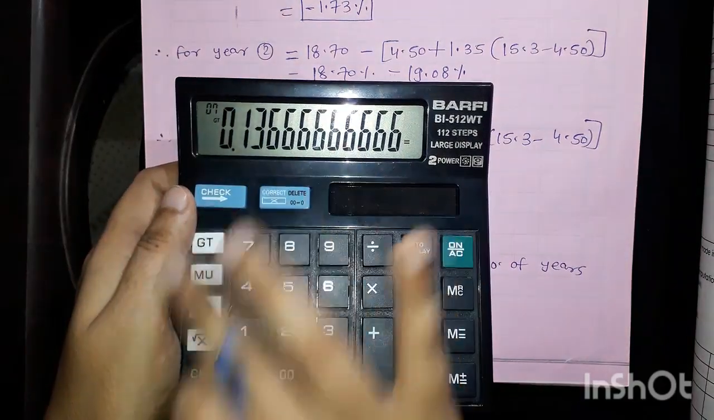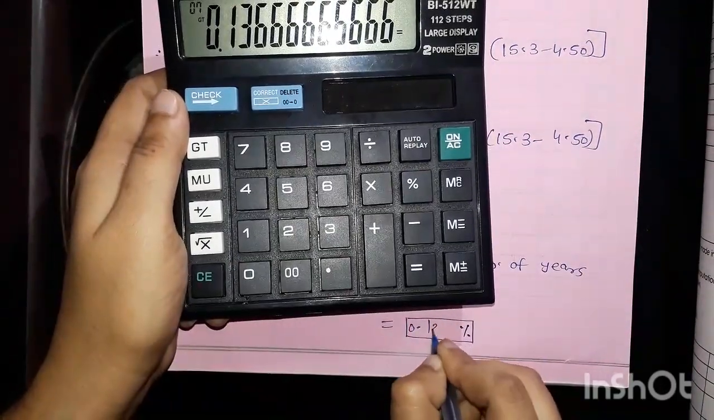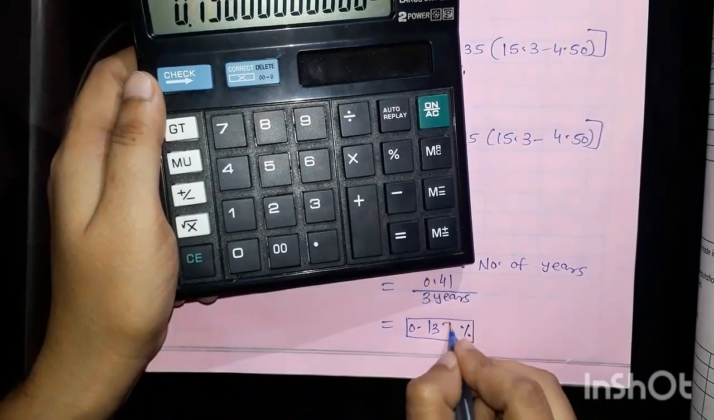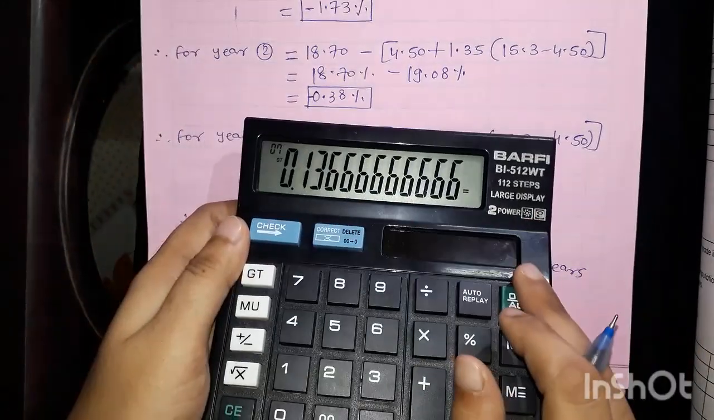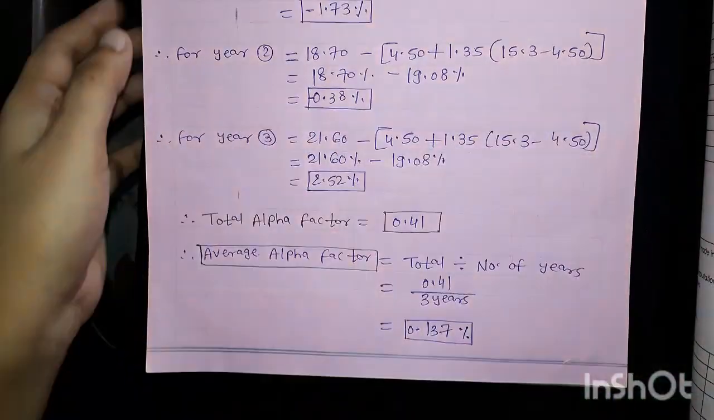Or else we can round off to 3 decimals, so 0.137. We can round off up to 2 decimal, 3 decimal, 4 decimal. Here I am rounding off up to 3 decimal, so I got 0.137.